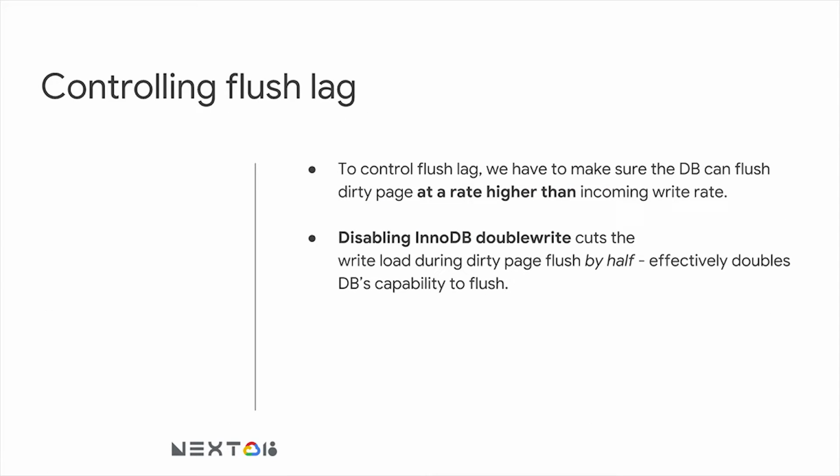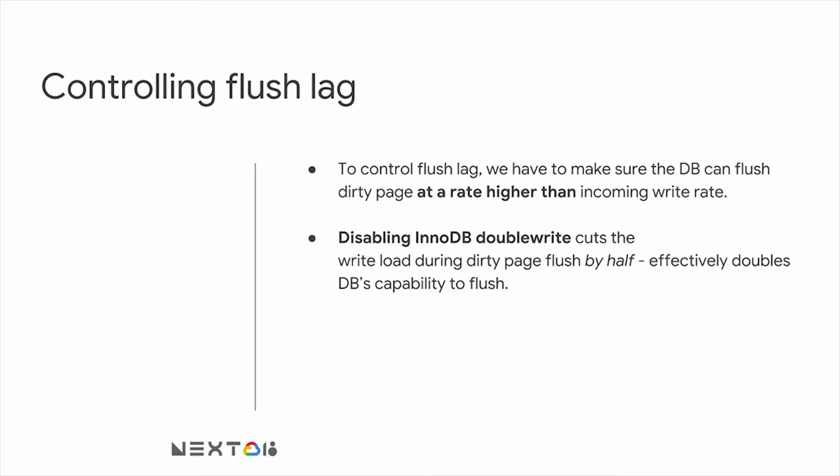Going to the next slide, we're going to see how we control the flush lag. As you can see, flush lag is how much the dirty page flush is lagging behind the incoming mutation rate. So logically, it seems very simple. If you want to control flush lag, you just want to make sure the database can flush dirty pages at a rate that is higher than the incoming write rate.